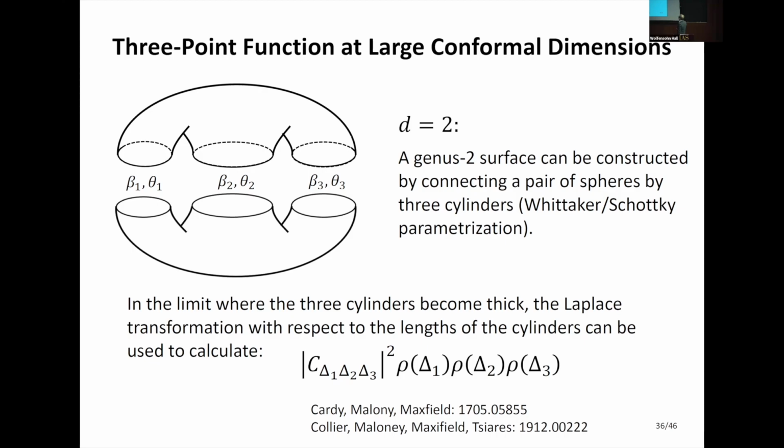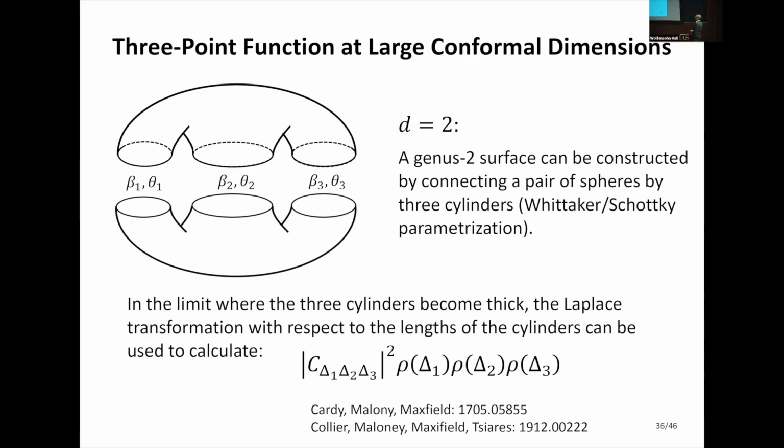So in 2-dimensional conformal field theory, this was already done by Cardy, Maloney, and Maxfield, and also in combination with Scott Collier and Tsares. The idea is to start with a genus 2 Riemann surface and put a conformal field theory on it. Then you can think of the genus 2 amplitude as a product of two 3-point functions with cylinders. You can parameterize this cylinder by the length of the cylinder and the twist. This is known as the Whittaker-Schottky parameterization of the Riemann surface.